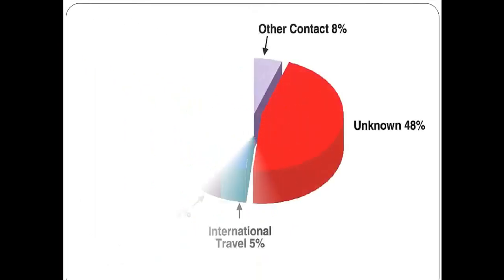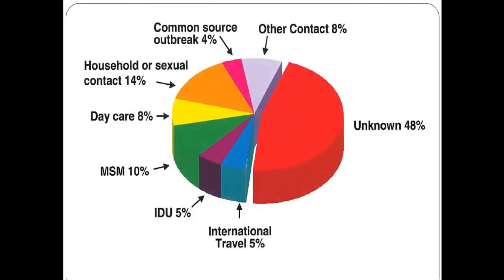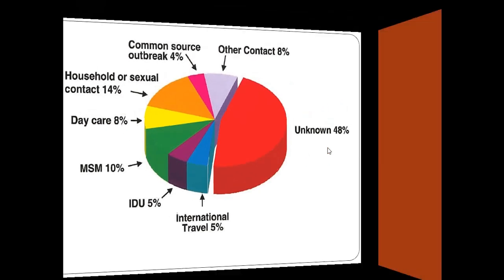And this shows the distribution of the high risk factors and the ways of contracting the virus: from daycare, from household or sexual contacts, from common source outbreaks, or international travelers, or intravenous drug users, or maybe due to unknown causes.